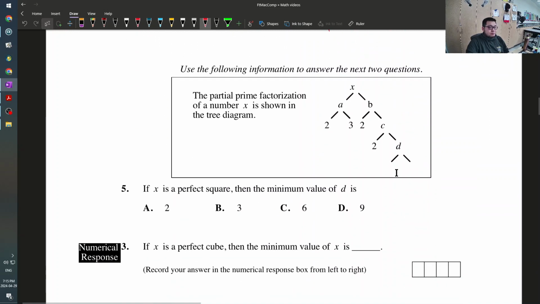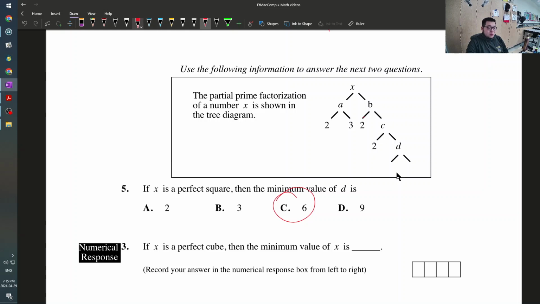5. If x is a perfect square, what is the minimum value of D? So if x is a perfect square, we have 2, 2, so that's a perfect square. Then 3 and 2. Okay, so we have 2, 2, so we don't need any 2's here now. 3 doesn't have a pair, 2 doesn't have a pair, so D must have 3 times 2, which is 6.